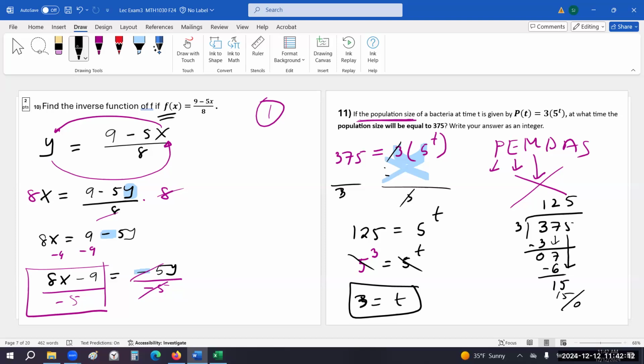If you have a question in the non-calculator part, that means it's doable, okay? This is the trick. It's doable. You just have to know how to do it without a calculator.